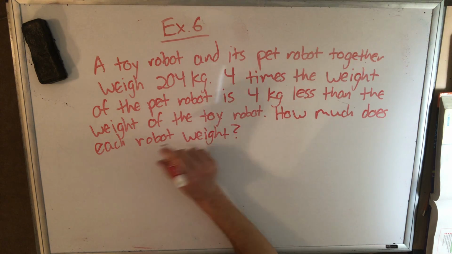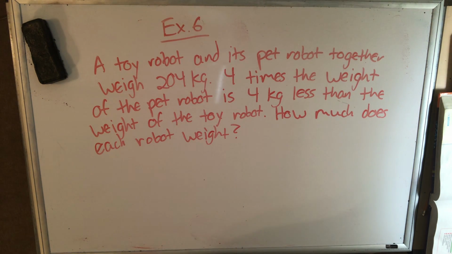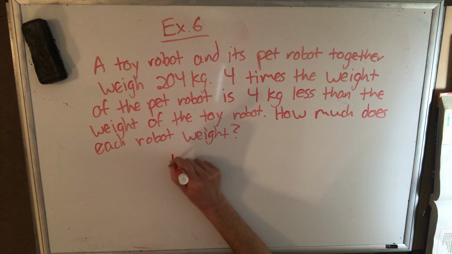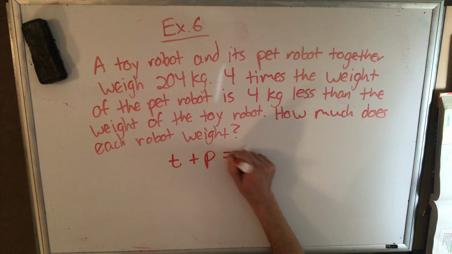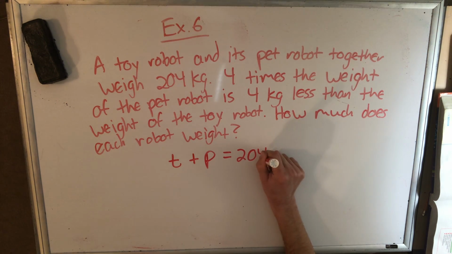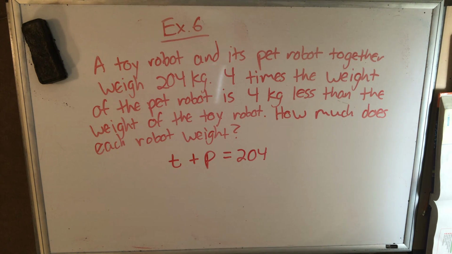So we need to solve for two variables: the weight of the toy robot T and the weight of the pet robot P. So we need at least two equations to solve for the two variables. We can make an equation out of the first sentence. A toy robot and its pet robot together weigh 204 kilograms. That's going to be T for the weight of the toy robot plus P for the weight of the pet robot equals 204 kilograms.